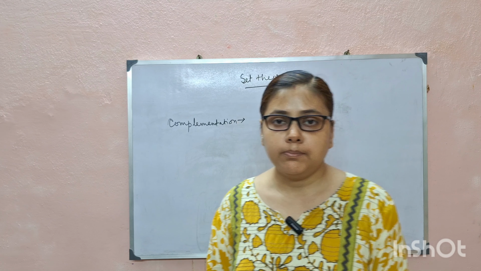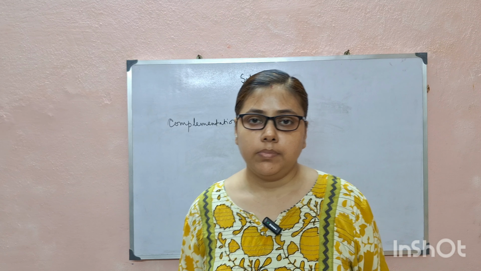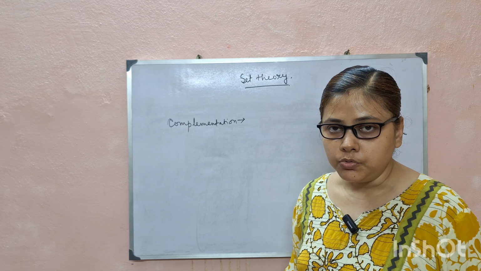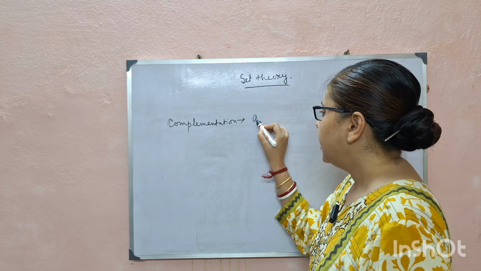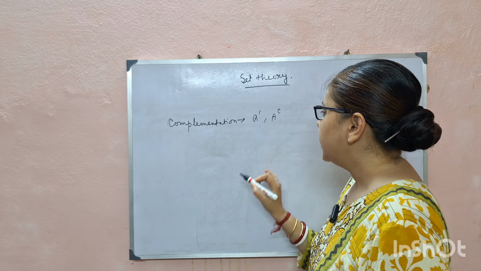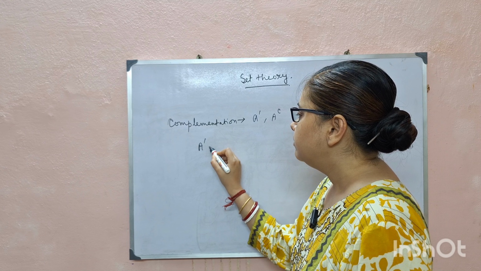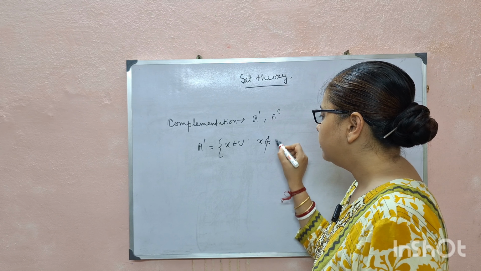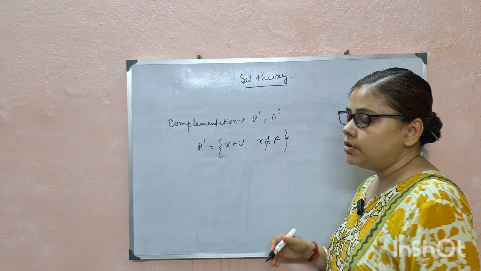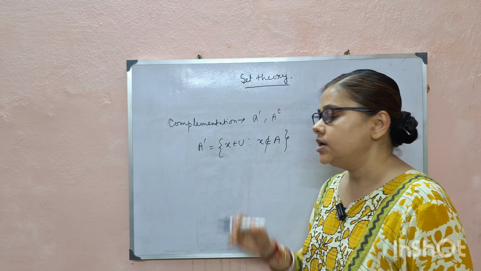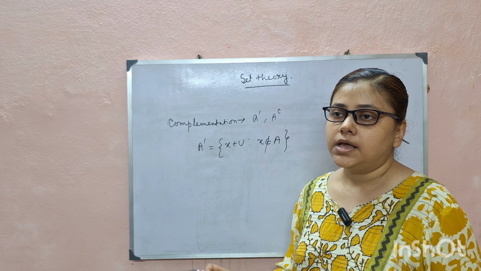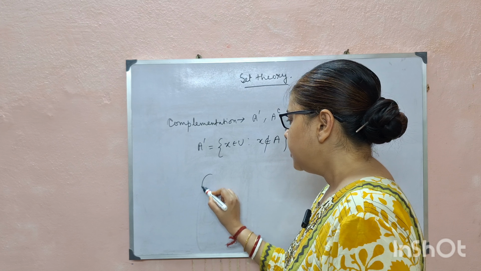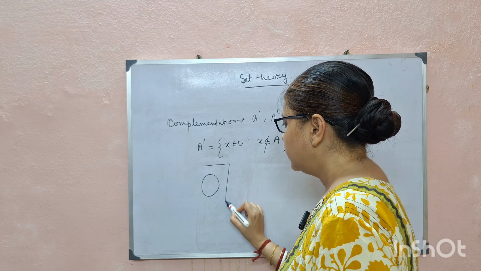Now I am coming to complementation. The complement of a subset A is a subset of the universal set U and is denoted by A complement or A^C, and is defined as A complement equals X belonging to U such that X does not belong to A. That is, you are taking the elements which are not included in the set A, the elements from outside of A. In a Venn diagram it is read like that.